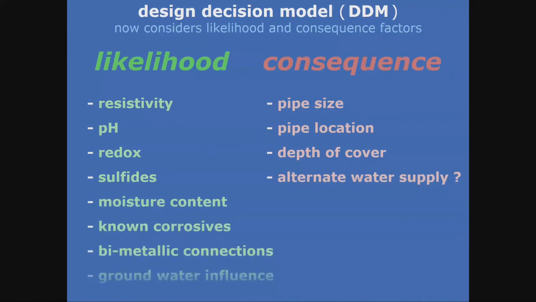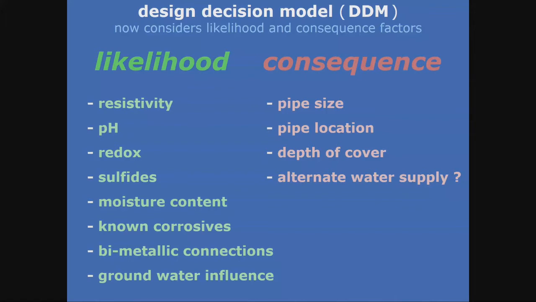So the likelihood is the soil. Is the soil corrosive? Resistivity, pH, redox, sulfide, moisture content. Curiously enough, when we're talking about water, water is only 2 points on a corrosion scale. You need soil. I'm going to repeat it again. You need soil for pipe to corrode. Pipe does not corrode just in water, and pipe does not corrode in air. You need soil.